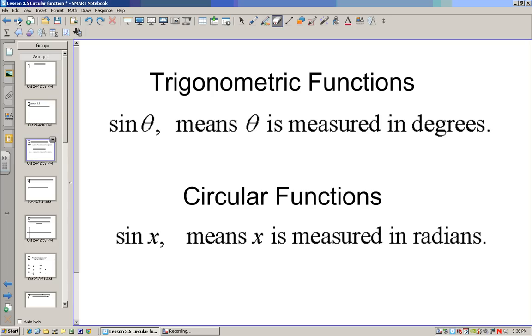Trigonometric functions like sine of theta mean theta is measured in degrees. But now we have circular functions, which have sine of x. So notice the distinction between an x and a theta. Now x is an indicator that is measured in radians. So whenever you see the word circular function, or an x after the sine or cosine or tangent, then you'll know that we want our answer in radians. If it's using theta, it's a trigonometric function, and it will be in degrees.